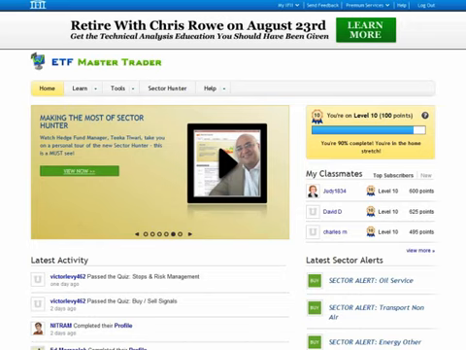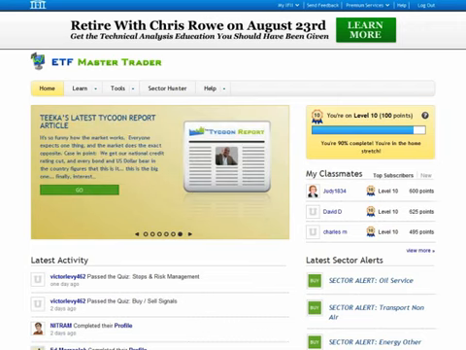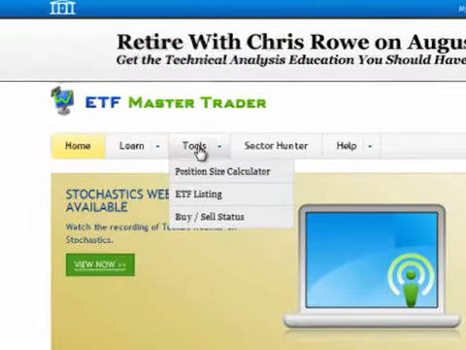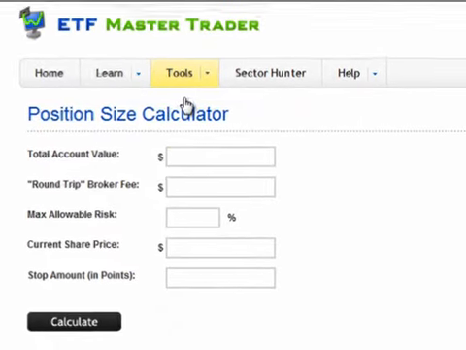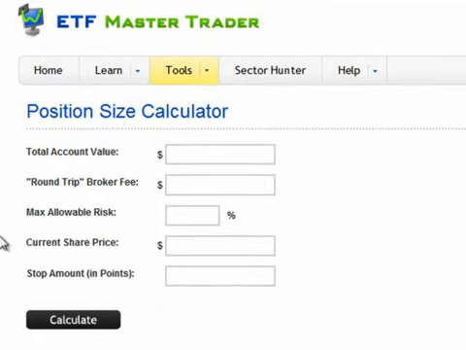All right, why is position sizing important? Let's talk about that a little bit. But before we do that, let's show you where you will find this position size calculator. It's right here on the ETF Master Trader site. You go to Tools and then simply click on Position Size Calculator, and it will take you right here.